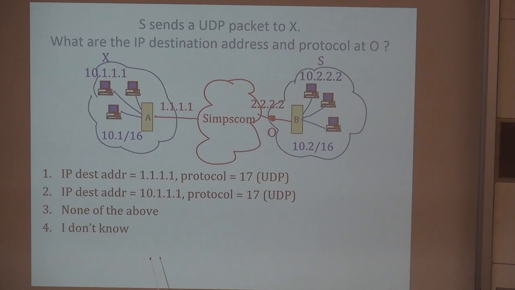If we observe a packet sent from S on the right to X on the left, if we observe at this point here, the observation point that is written here, what would be the IP destination address and the protocol type?